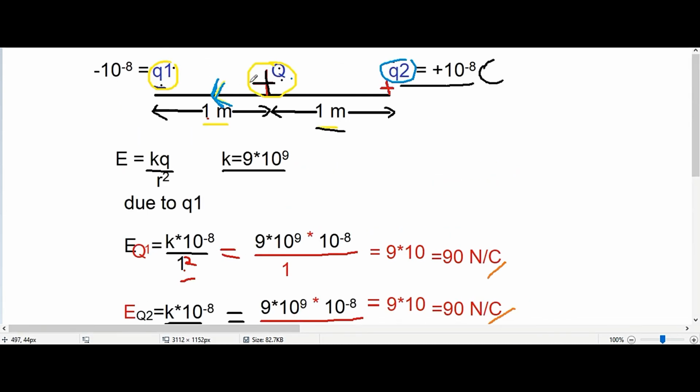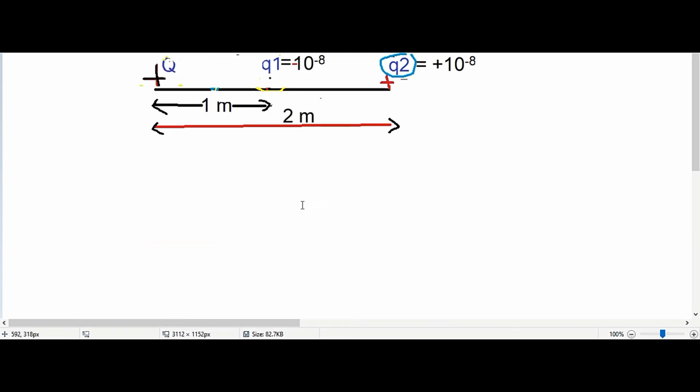The charge will experience an electric field of 180 Newton per Coulomb, and the direction is towards the left side. Okay, so I have one more question, and in this question we have changed the values. Like you can see here, this is our source charge, which is kept at one of the corners, and this is your test charge Q1 and this is your test charge Q2. This is positive while this is negative.